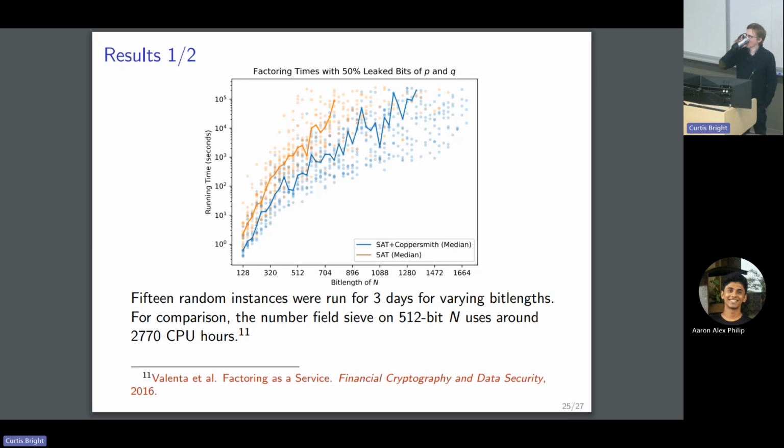And calling Coppersmith and all that is not a problem with Cube and Conquer, it's just a bunch of instances all separately running their own call. Yeah, it might be a problem in getting an even split. Okay, because the splitter would need to know the theory behind it.